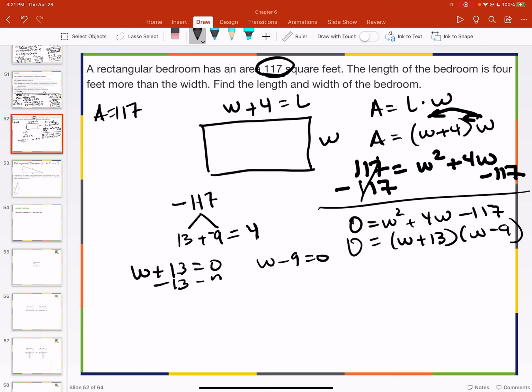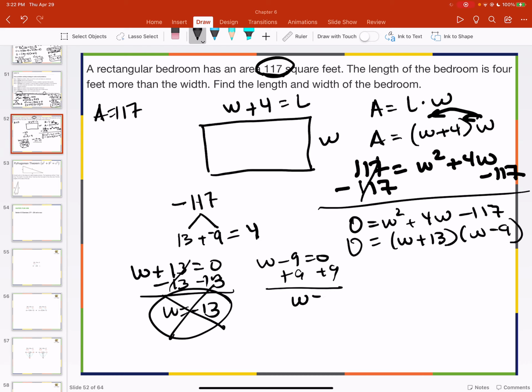So the first answer is equal to negative 13, but that's an extraneous solution because in our world, we don't have negative distances. We're not in space where black holes exist and matter can be sucked into itself. So we can eliminate this negative. So our final answer will be the width is 9, but the length is 4 more. So length is equal to 9 plus 4, so that's 13. So we have the width is 9 feet and the length is 13 feet.